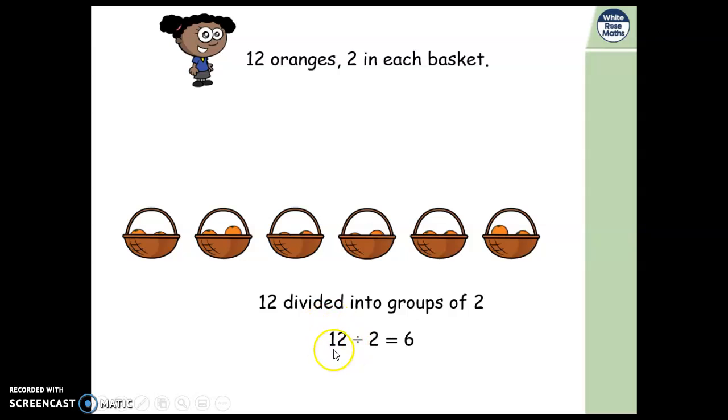The total always goes at the front because that's the whole number that you are sharing or grouping up. And the number always gets smaller from the total number.